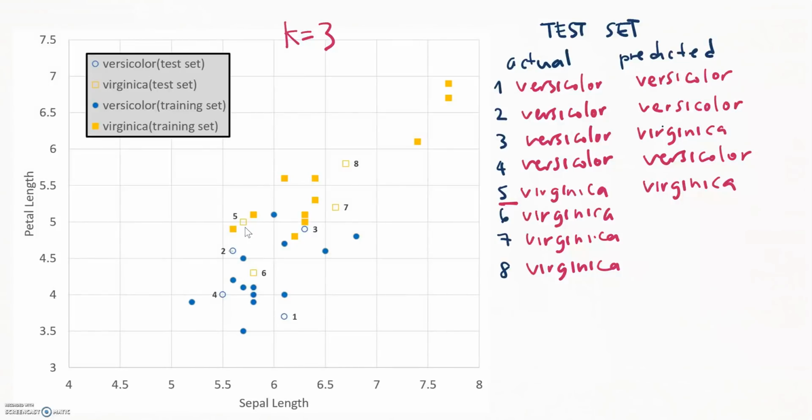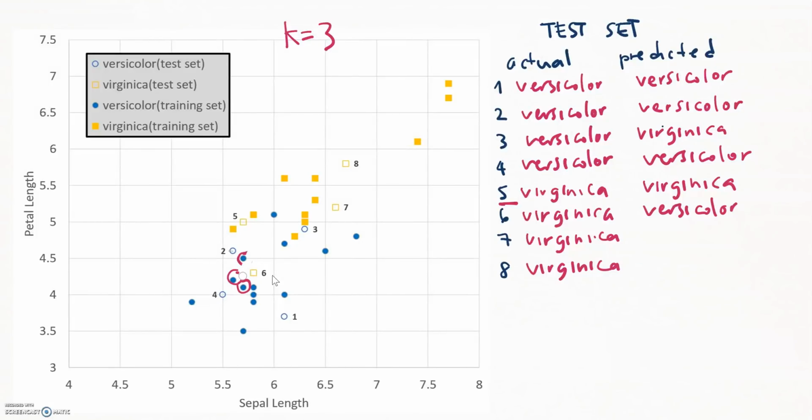Let's move on to record number 6, which is here. Right, record number 6. Let's move the mouse pointer here. And we notice that its 3 nearest neighbors are all versicolor type. These are its 3 nearest neighbors. I've judged them just by looking at it. So its classification will be versicolor.